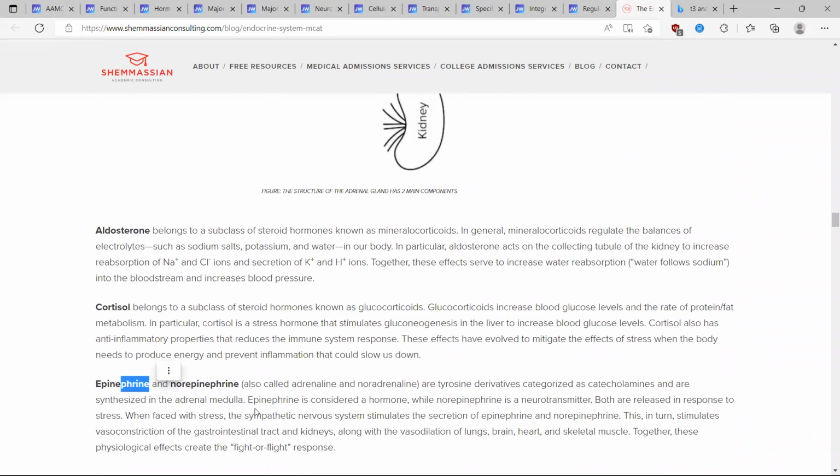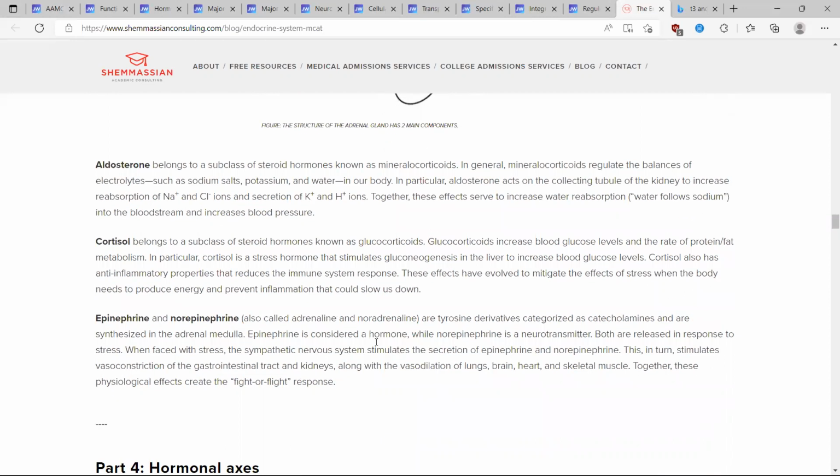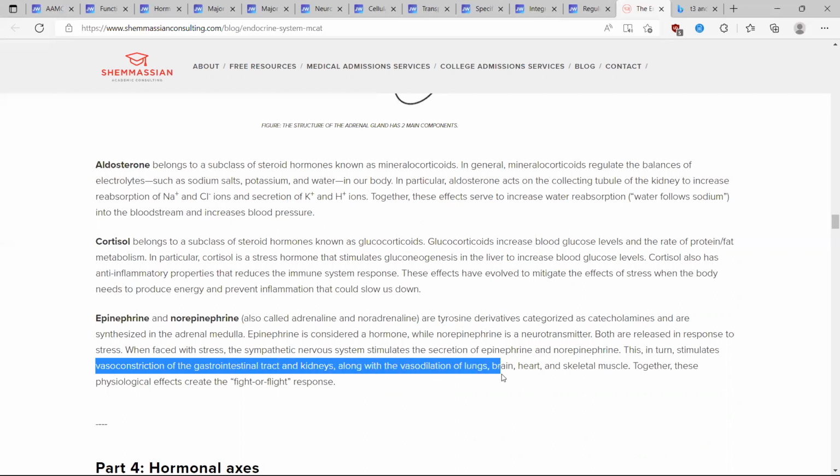Then we have epinephrine and norepinephrine, right? Adrenaline and noradrenaline. Tyrosine derivatives that are synthesized in the adrenal medulla. Epinephrine is a hormone, while norepinephrine is a neurotransmitter. Both are released in response to stress. When faced with stress, the sympathetic nervous system stimulates the secretion of epinephrine and norepinephrine. This stimulates vasoconstriction of the gastrointestinal tract and kidneys, along with the vasodilation of lungs, brain, heart, and skeletal muscle.